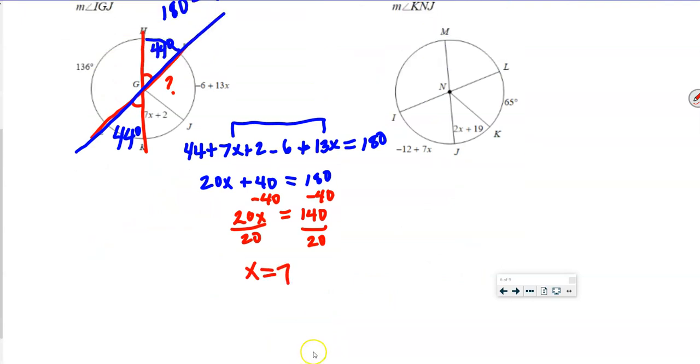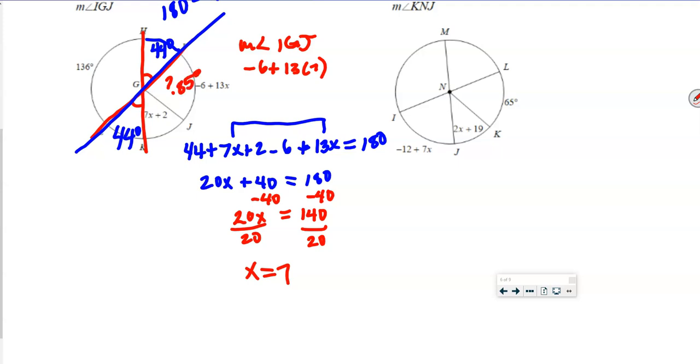Now here's the deal. To get that angle, that angle question mark, which is what we know we're looking for, the measure of angle IGJ is going to be minus 6 plus 13 times 7. And what did I get for that? 85 degrees.